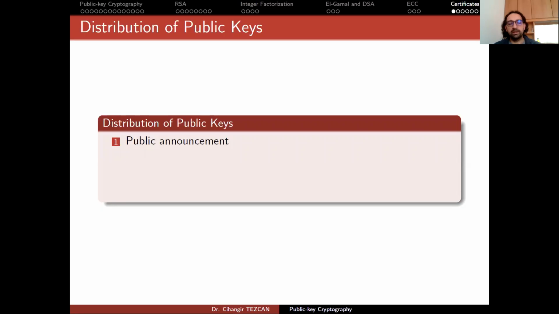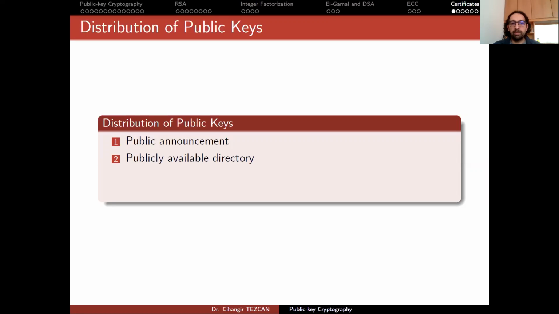But of course, this has some problems. One problem is that you cannot search the internet all the time to find the public key of everybody. And second of all, people might impersonate you. If you don't have a web page, somebody can create a web page about you claiming that they are you, and they can put a public key there and impersonate you. So public announcement actually is not a good idea.